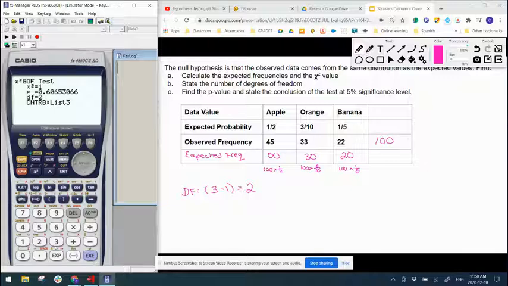And remember, if the p-value is less than your significance level, then you can reject. So obviously in this case, we are not rejecting the null hypothesis.